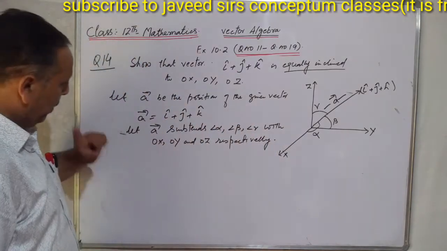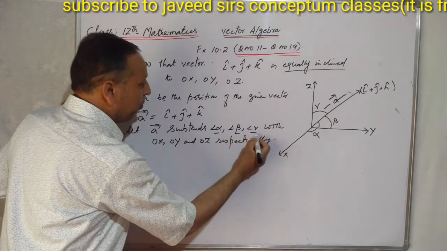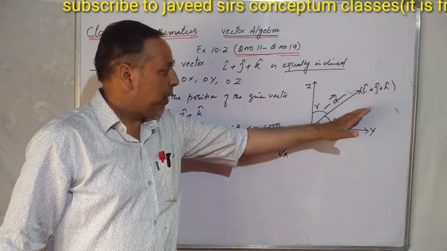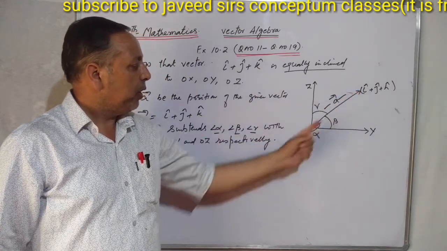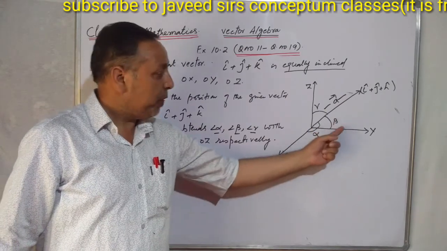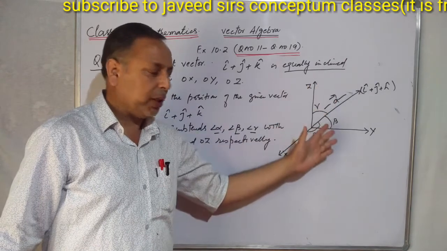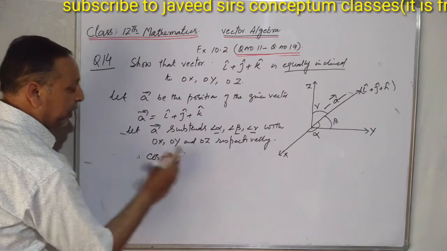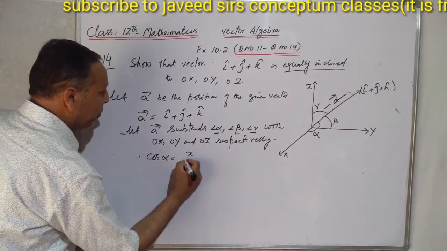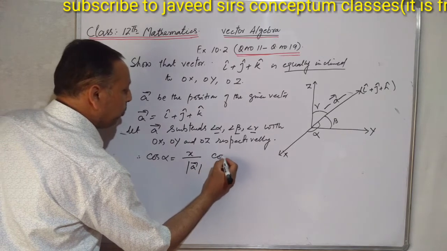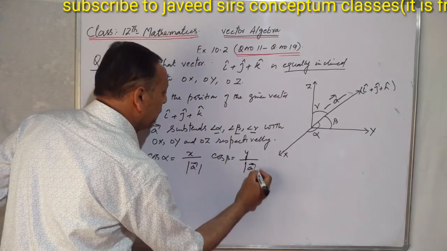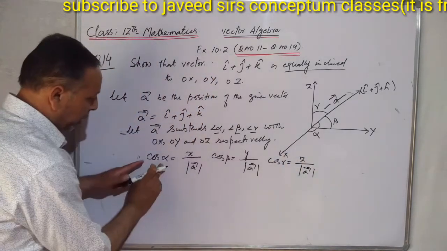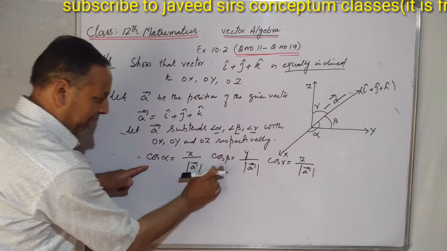Now you must know that the angles subtended are the same as the direction cosines of the vector. So I can say that cos alpha is L, cos beta is M, and cos gamma is N. Cos alpha will be X over magnitude of vector A, cos beta will be Y over magnitude of vector A, and cos gamma will be Z over magnitude of vector A. So this is L, this is M, and this is N.